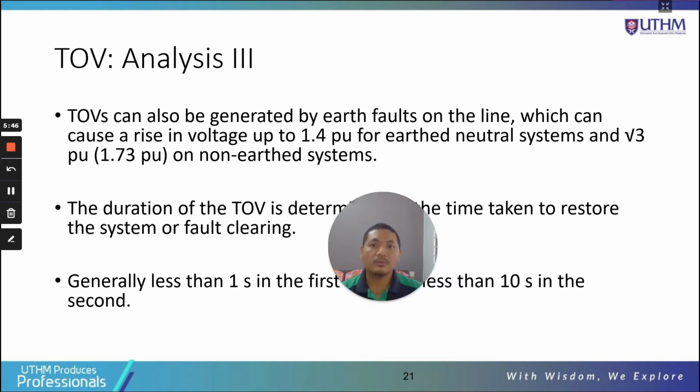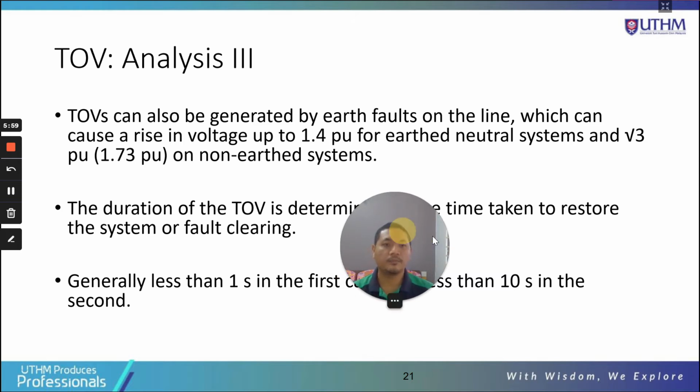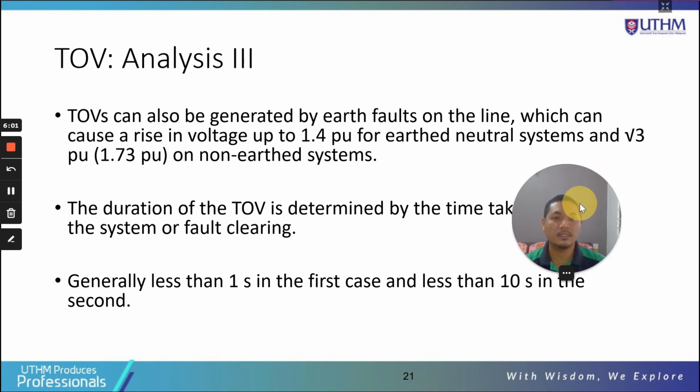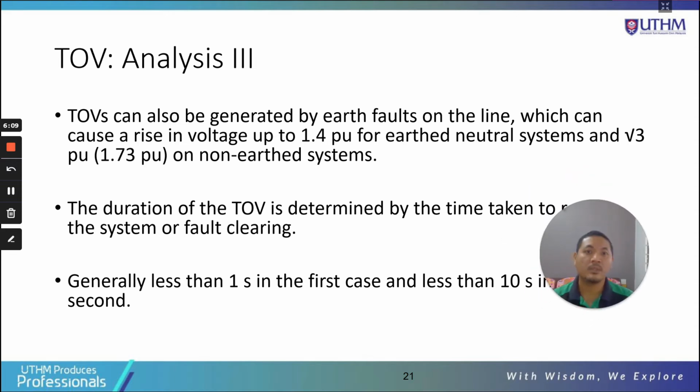Also, TOV can be generated by earth faults on the line. So you can see here that several phenomena appear in the system due to faults and changes in the system. They not only cause switching overvoltages, they can also cause temporary overvoltages. So when there are earth faults on the line, they can cause a rise in voltages up to 1.4 pu for earthed neutral systems and square root of 3 per unit on non-earthed systems.